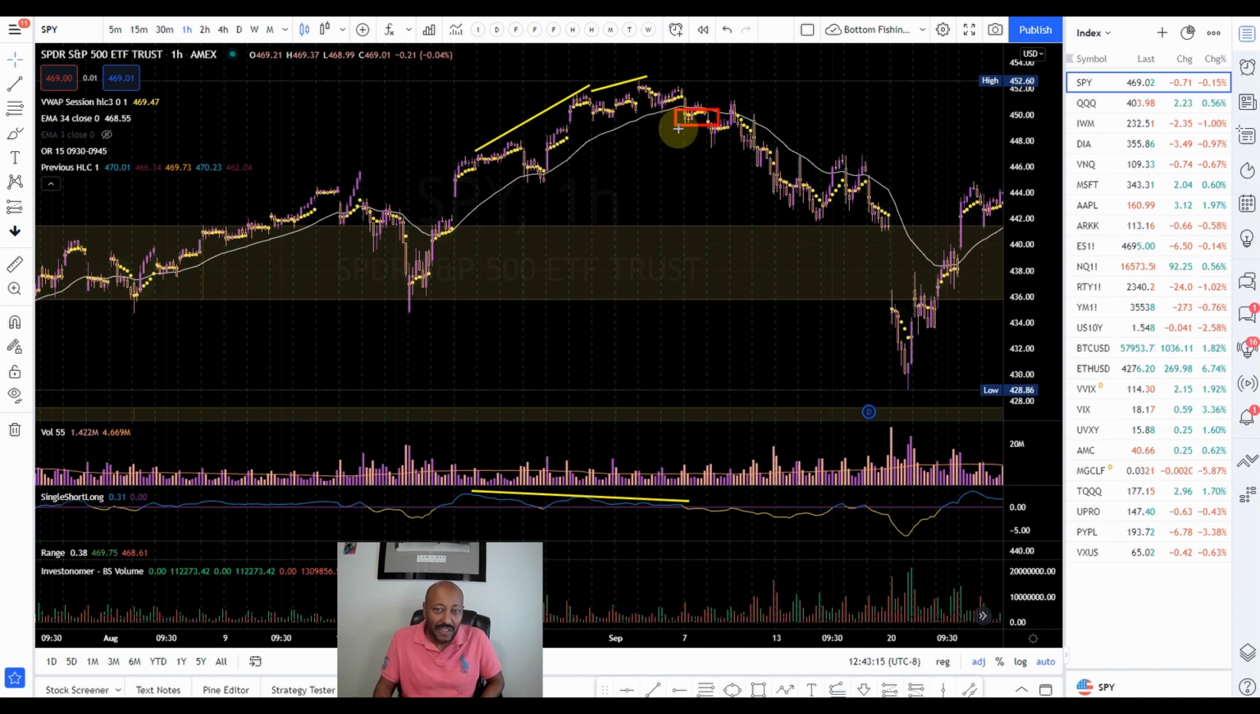One is VWAP below 34 EMA, and as soon as I have a bar close, a 1 hour bar, because we're looking at the hourly chart, a 1 hour bar close below that 34 EMA, I can take the low of that bar, and as soon as price breaks the low of that bar, I enter. Boom. And here you have an entry right here. So that's one way to look at it.